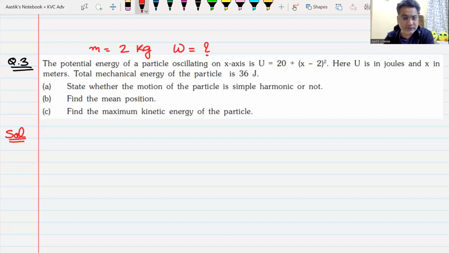And how do you find the amplitude of the particle? One more question. Sir, for amplitude, potential energy is maximum at the extreme position, right? So U will be equal to 36 at the extreme position. That is equal to the total energy. So from there, we can get the amplitude as 6.